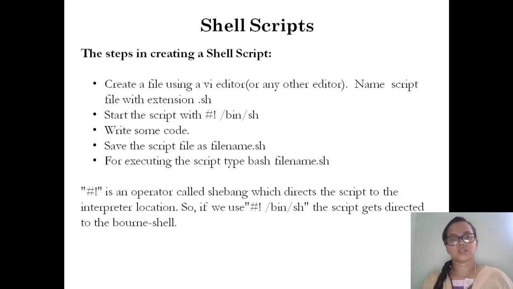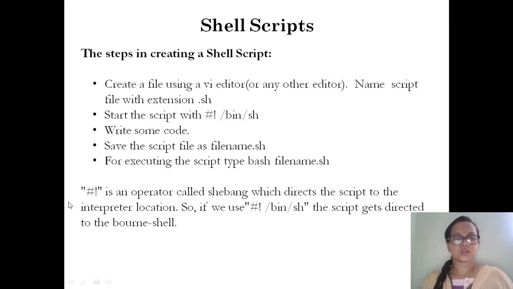For executing the script, type bash followed by the file name .sh. First and foremost, you have to check the permission of the particular file. If the file permission allows execution, then there is no problem, you can go for it. If it does not, you have to change the permission and give the execution mode so that you can run the file.